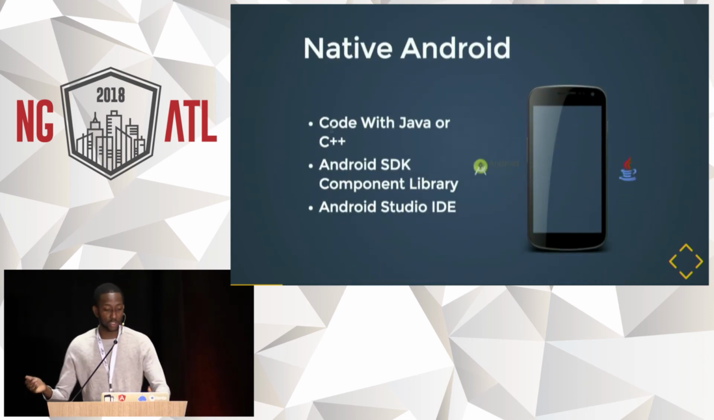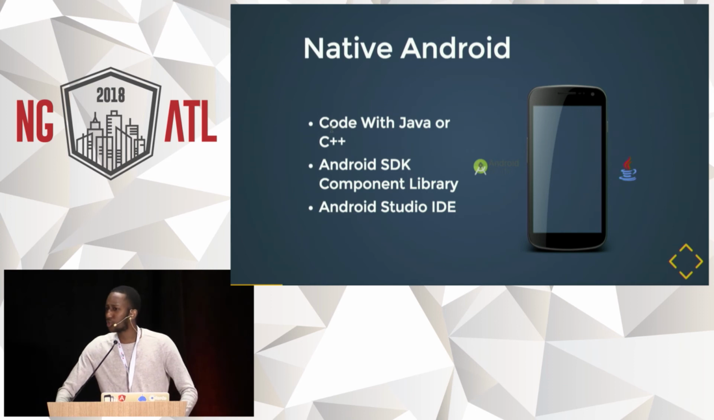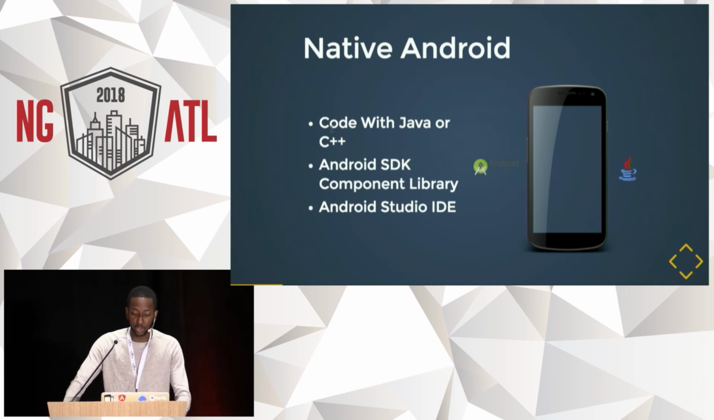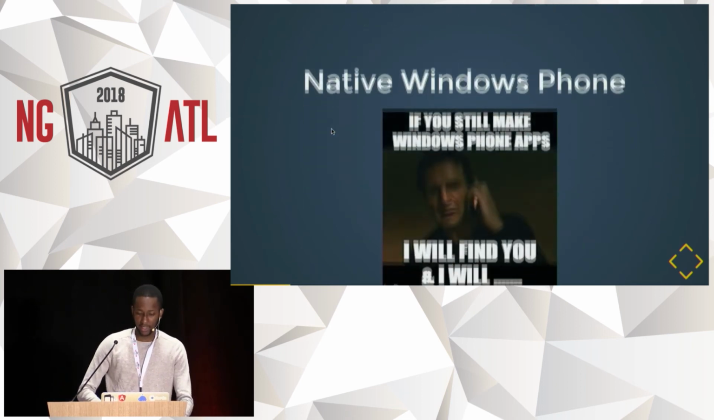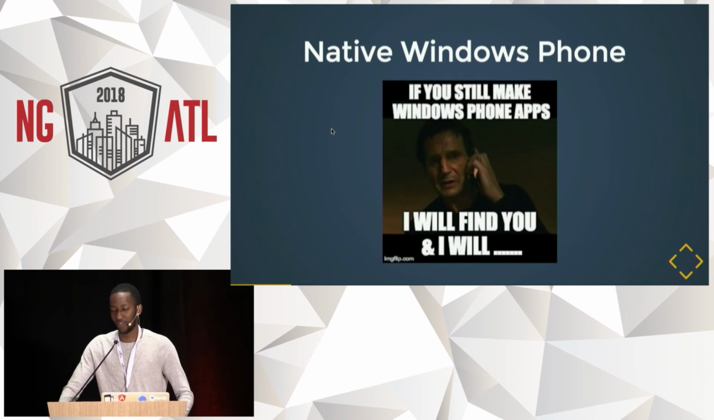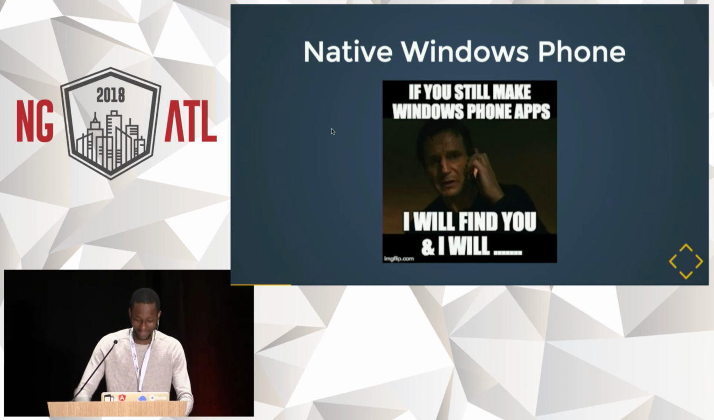For Android, you'd want to code with Java, or there's a new one called Kotlin. Is it Kotlin? C++ also, you can do that with a native development kit. And you'd have your own component library with the Android SDK. So pretty familiar stuff, right? And for Windows Phone, no, just stop. Do not make native apps for Windows Phone. It is 2018. Stop.